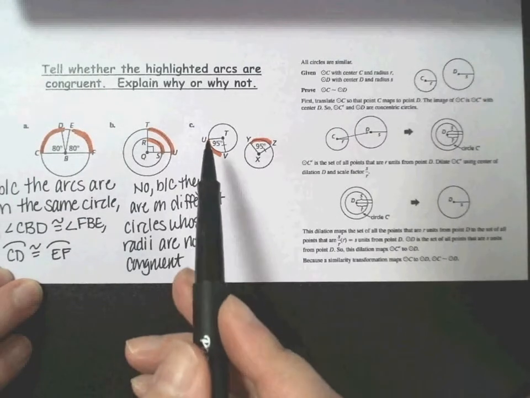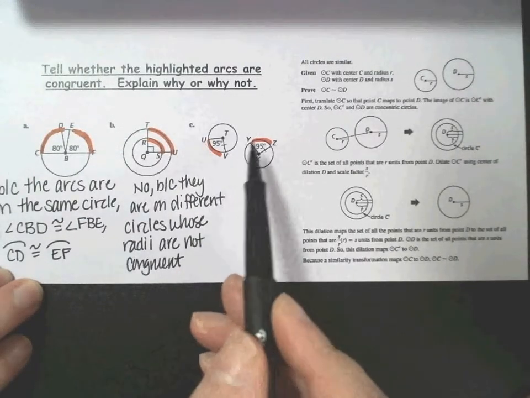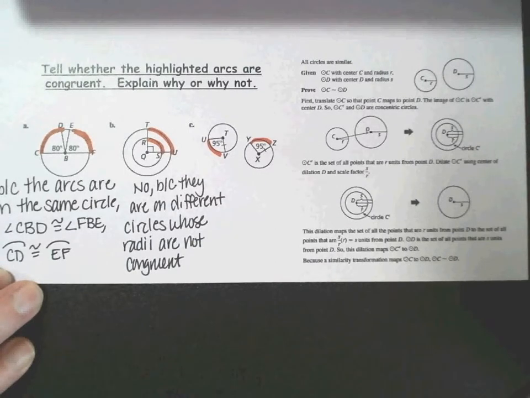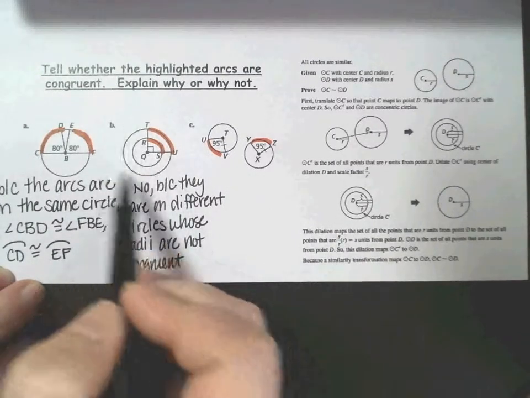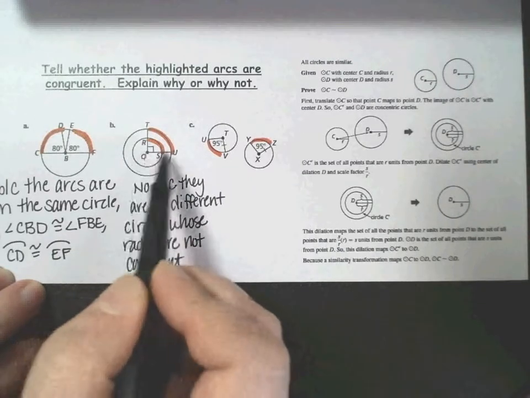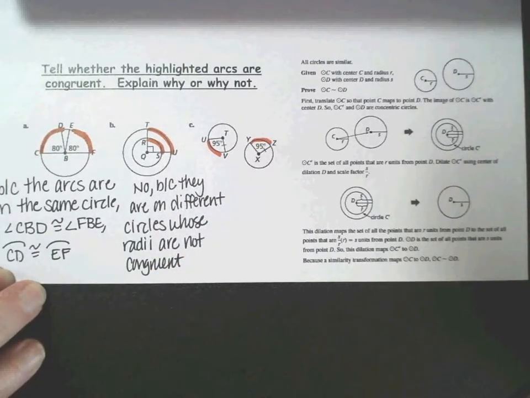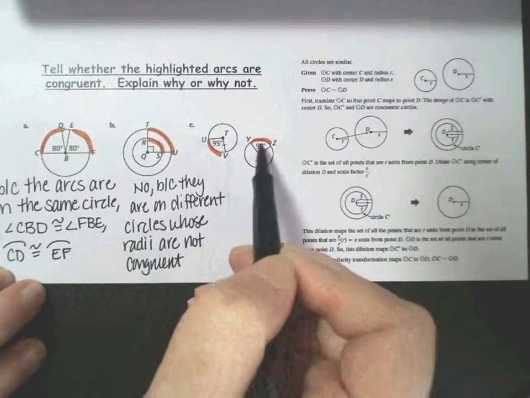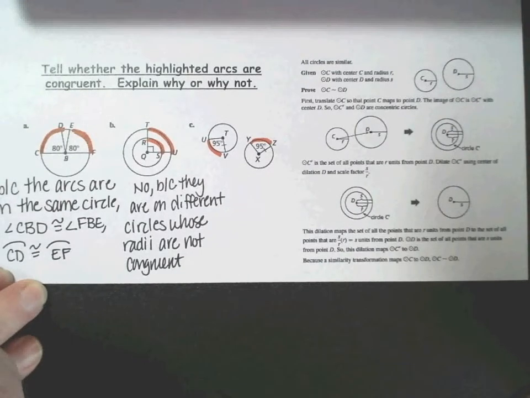And then part C, are arcs UV and YZ congruent? Yes, why? Well, their angles are both 95 degrees. However, look back at problem B. They had the same central angle of 90 degrees, but the radii there were different. So not only are those central angles the same, we also need to show that the radii are congruent.